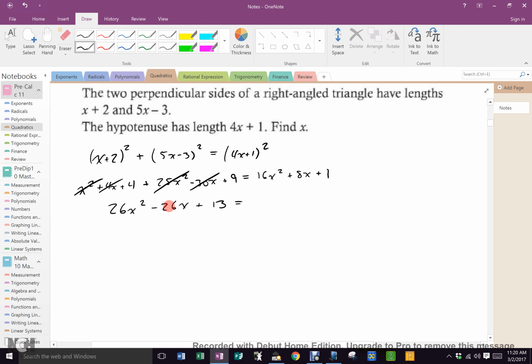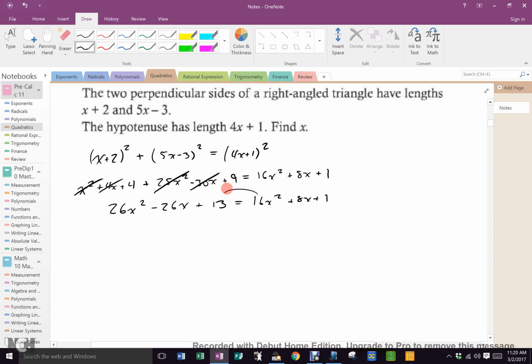Now, looking at that right now, is there something you could do with that if you wanted? You could factor out a 13, couldn't you? I would not do that yet because there are more x's over here: 16x squared plus 8x plus 1. Now what? Move everything to one side. What is the thing I said you should keep positive? The x squared. There's 26 there, there's 16 there. Which way am I moving? To the left or to the right? To the left. I'm moving stuff from the right to the left.